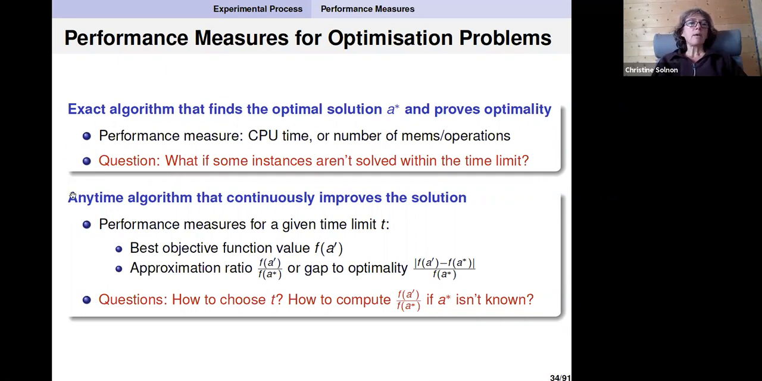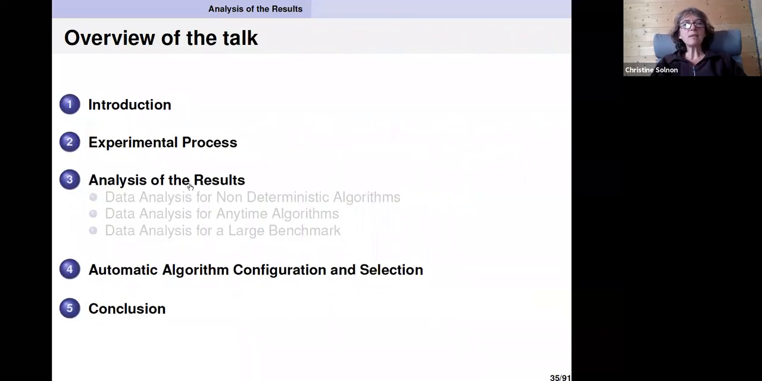But the big difficulty is what should I measure when an instance has not been solved to optimality within the time limit. When I have an anytime algorithm, the quality of the solution is continuously improved when increasing the time limit. So I can have different performance measures given the time limit, but the big question is how to choose the time limit. I'm not going to explain this now, because I'm going to explain this on examples later.